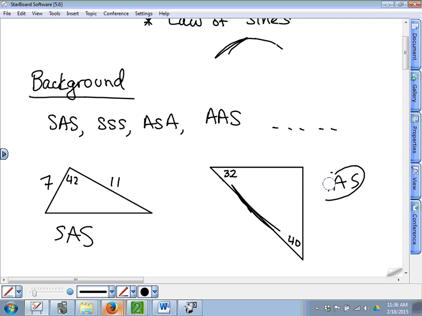At any rate, the way I had originally drawn it, angle, side. What if I put the 9 right here? Is it still angle, side? Still angle, side. Okay.